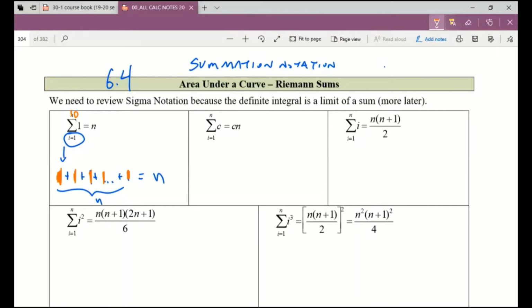How many times? Well, when i is equal to 1, we're going to add c. When i is equal to 2, we're going to add c again. When i is equal to 3, we're going to add c. And we're going to keep going. How many times? We're going to do this n times. And so this total is c times n.